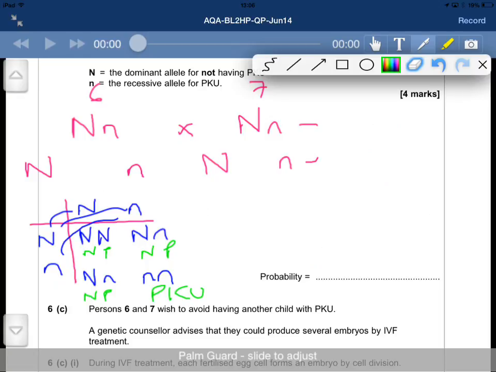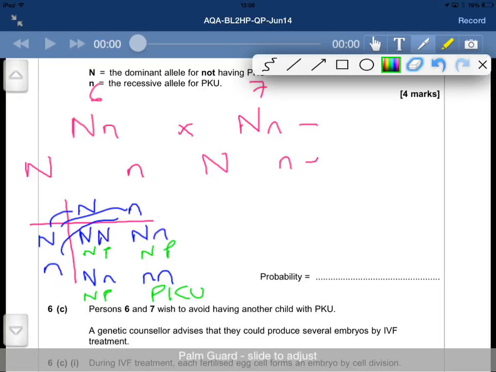And then, in order to get the offspring phenotypes, we have to work out whether there is a double recessive there or not. And all four of these have got the dominant non-PKU. So all four of these would be no PKU. So it's 100% certainty that there will be no PKU.